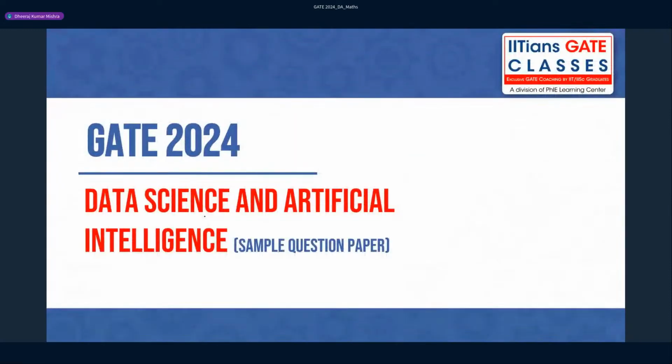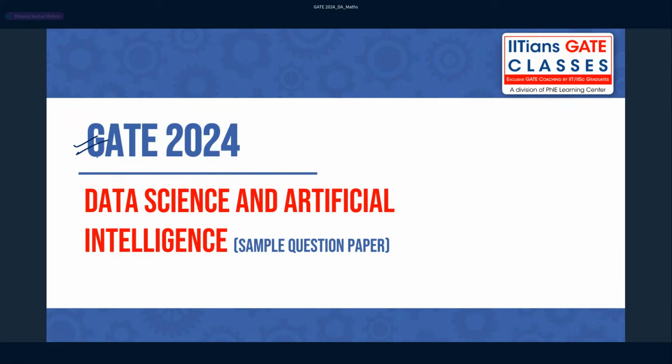Today we are going to solve questions from the Data Science and AI sample question paper, from the topic probability and statistics. We have taken some of the questions that can be answered. Whatever concept and theory we have discussed, the same question has also been asked in the sample paper. So today we are going to solve it.